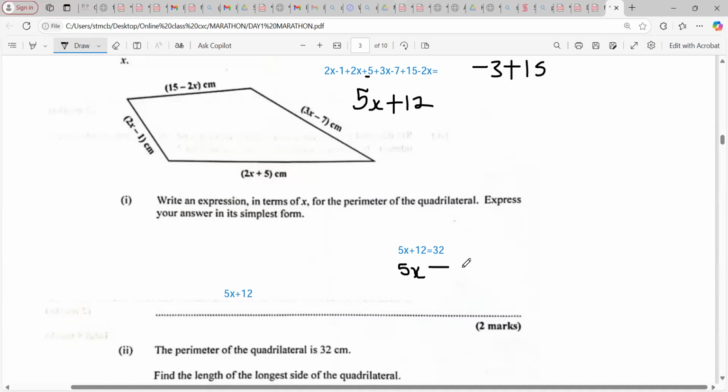So this would equal 20 because you have to subtract 12 from this side and you subtract the 12 here. And then now we divide by 5. So the value of x is 4, right?